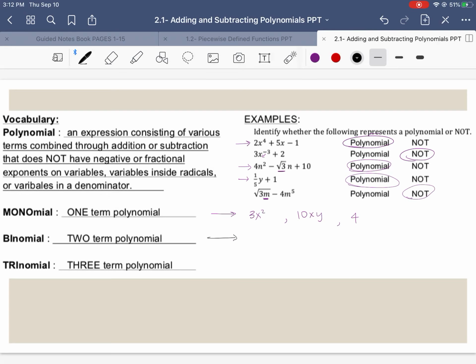Okay. A binomial then has two terms. So 4x plus 1, there's two terms. Or 10 minus y squared, there's two different terms there. Okay, and then a trinomial, again, will have three terms. So like 4x squared minus 3x plus 7.